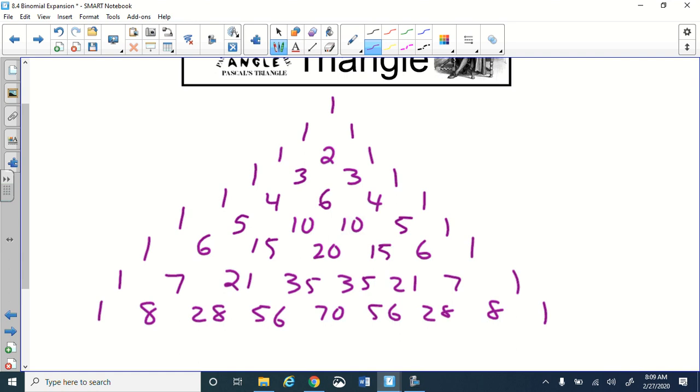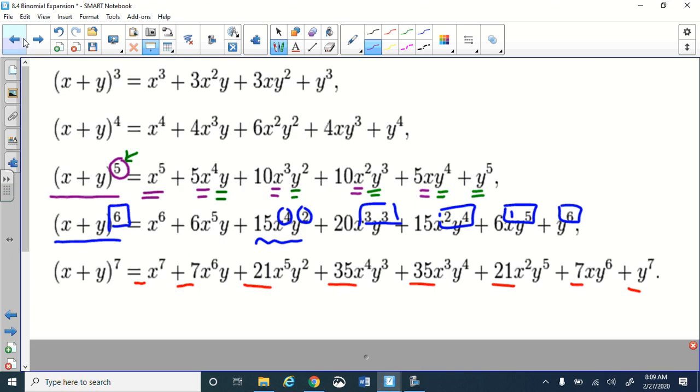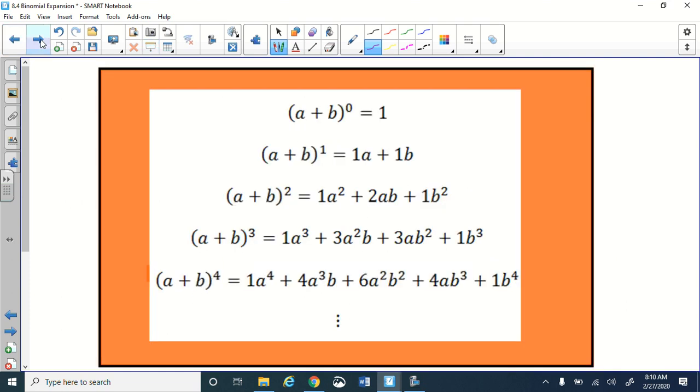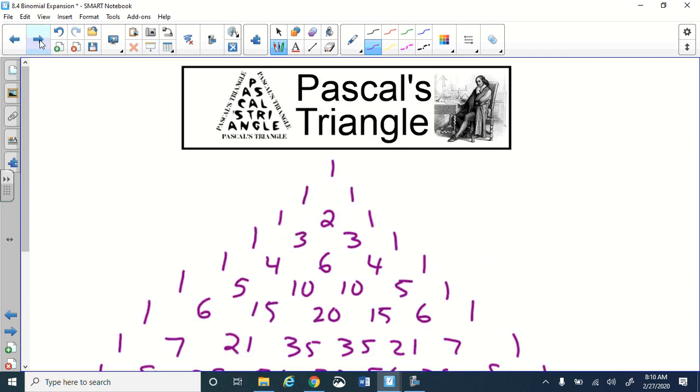All right, so Pascal did this, and then he noticed, these coefficients look familiar. And so if we go back to those binomial expansions done for us, right? Look at these and look at your notes, what you just wrote. Do you see 1, 3, 3, 1, and 1, 4, 6, 4, 1, and 1, 5, 10, 10, 5, 1? So cool, right? So now let's figure out how to use Pascal's triangle.